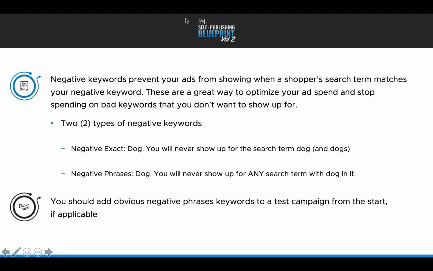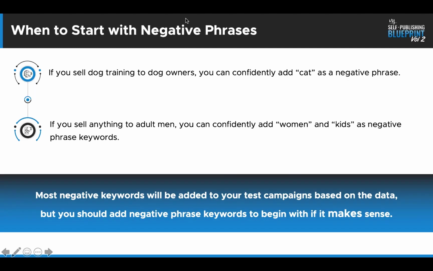You should add obvious negative phrase keywords to a test campaign from the start, if applicable, right? So, for example, if you sell dog training to dog owners, you can confidently add cats as a negative phrase. It would not make sense to show your ad to cat owners. If you sell anything for adult men, you can confidently add women and kids as negative phrase keywords, since you're selling something to adult men and not women or children. Most negative keywords will be added to your test campaigns based on the data, but you should add negative phrase keywords to begin with if it makes sense.